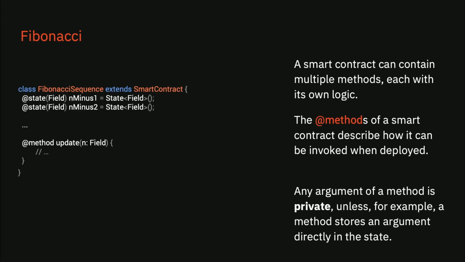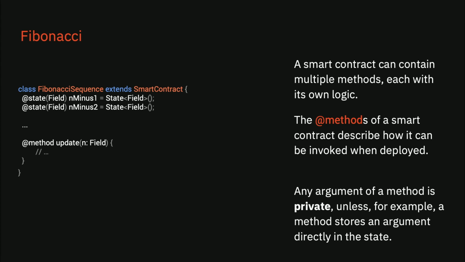So now we want to start adding some behavior to our ZK app. The way you do this is by defining methods on your class and then annotating them with this @method decorator, similar to how we did with state. ZK apps can have multiple methods on them, and they all have their own logic. You can define really as many as you want. You can also define how it's invoked.